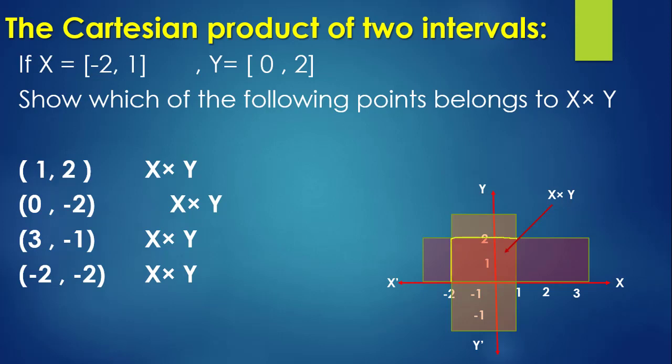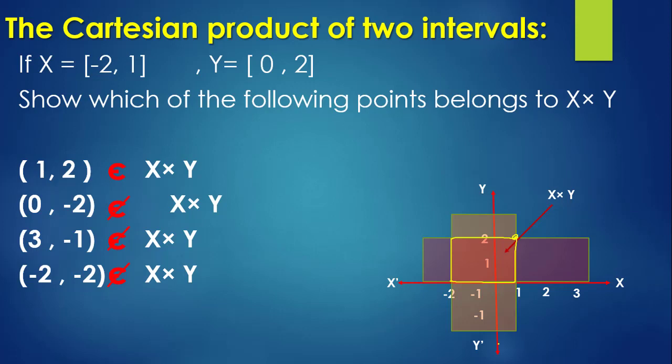Okay, let's take the first one. Point 1 and 2. This is 1 and this is 2. This point of course belongs to x by y. What about 0 and -2? 0 here and -2. Of course, it doesn't belong. 3 and -1 doesn't belong. -2 and -2, this is -2 and -2, also doesn't belong to the Cartesian product of x by y.